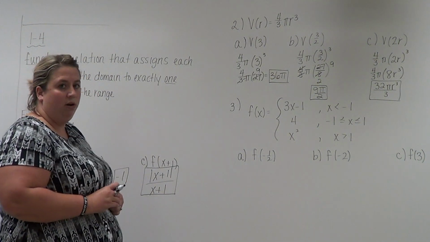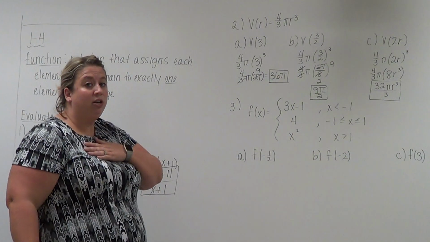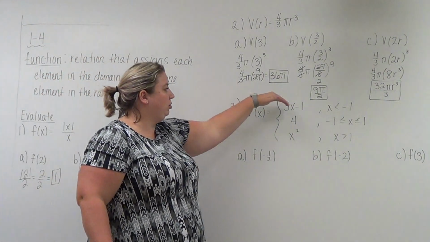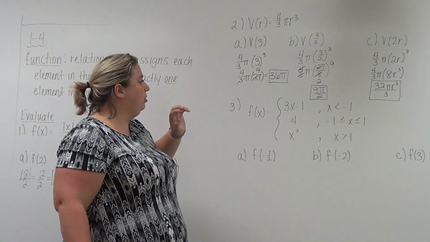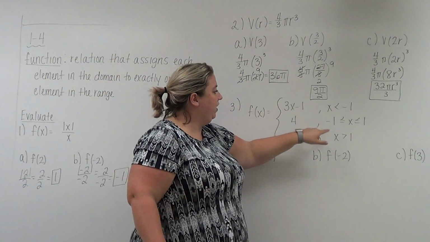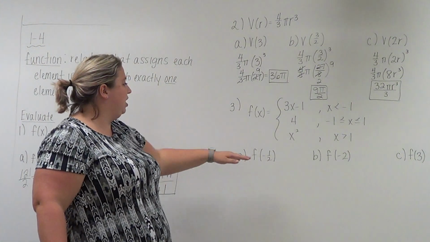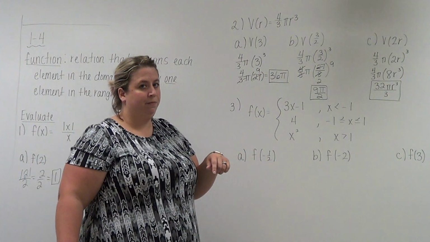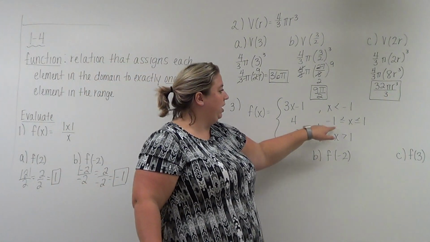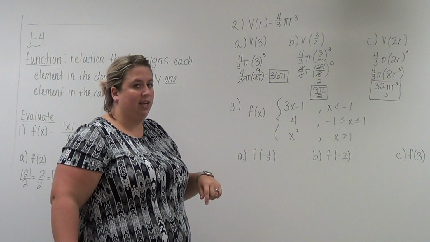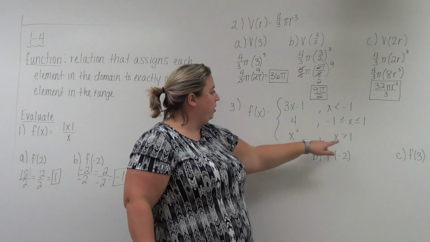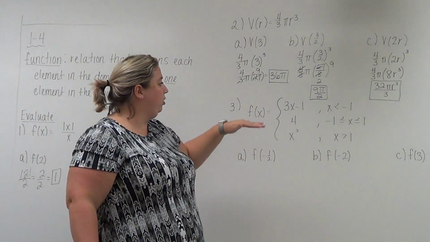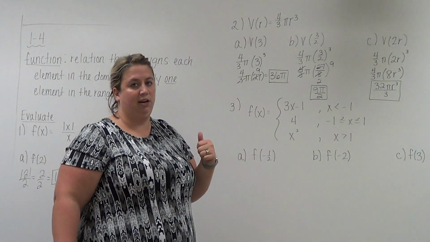Okay, we're going to do one more. And this one looks confusing. It's actually going to be your easiest one. Okay, there's three functions, but you only use the function that it fits in the category. So if the number I'm plugging in is less than -1, I use this first function. If the number I'm plugging in is between -1 and 1, I use the second one. If the number I'm plugging in is greater than 1, I use the third one. So you don't use all three, you use the one based on the number you're plugging in.